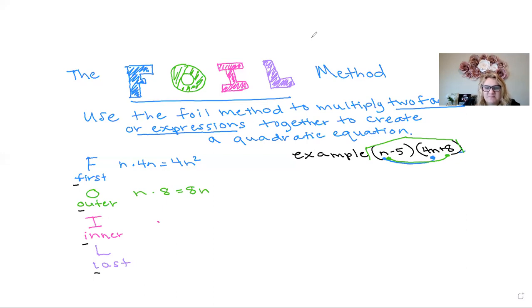The third step is to multiply the innermost terms, which is -5 times 4n. So -5 times 4n is going to give you -20n.